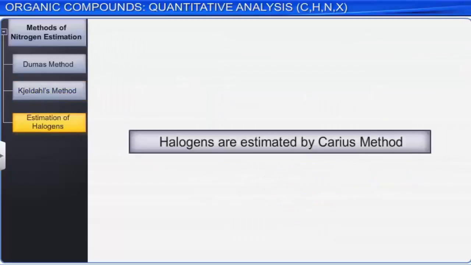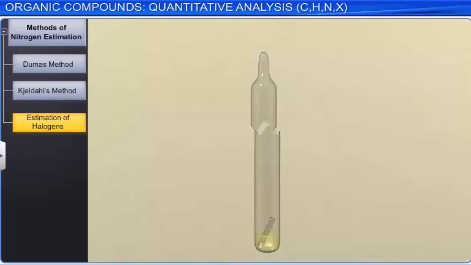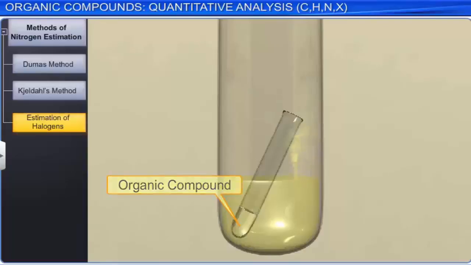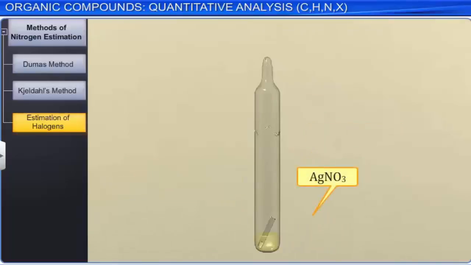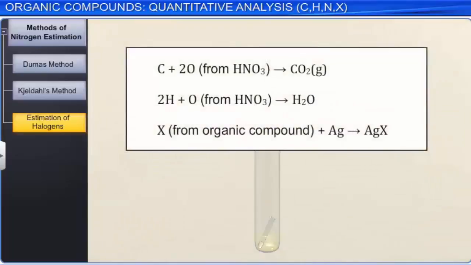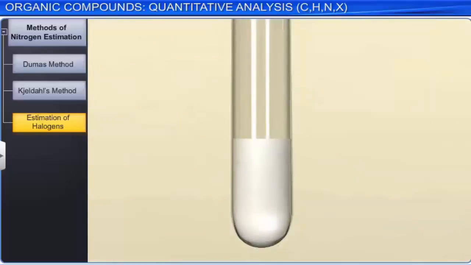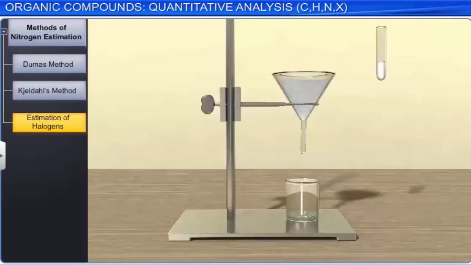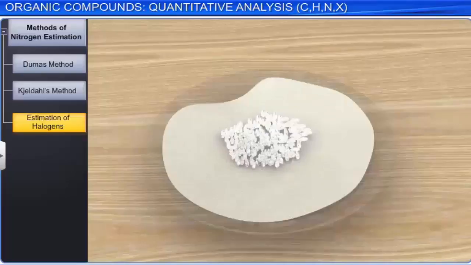Halogens are estimated by Carius method. In this method, a known mass of organic compound is to be heated with fuming nitric acid in the presence of silver nitrate in a hard glass tube called Carius tube. In this process, carbon and hydrogen are oxidized to carbon dioxide and water, while halogen is converted into silver halide. The halogen forms a precipitate of silver halide. This precipitate is filtered, washed, dried, and then weighed.